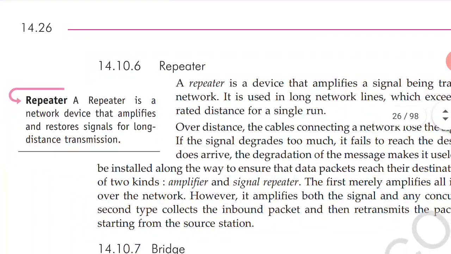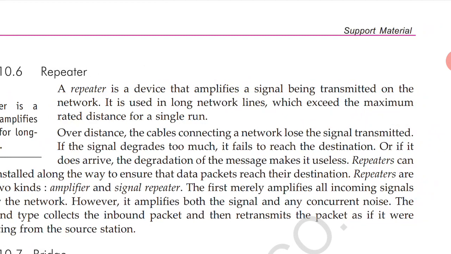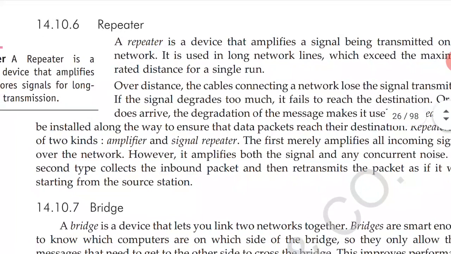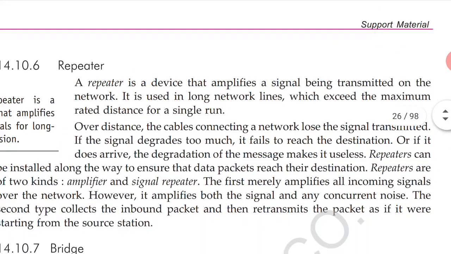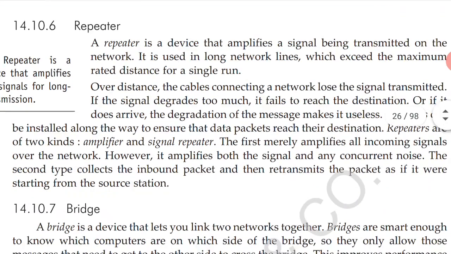Now the next device is a repeater. A repeater is a network device that amplifies and restores signals for long distance transmission. When the devices are connected and the cable length becomes too long, the signal becomes weak. So we have to amplify the signal, and repeaters are used to do the amplification. Repeaters are also of two kinds, amplifier and signal repeater.